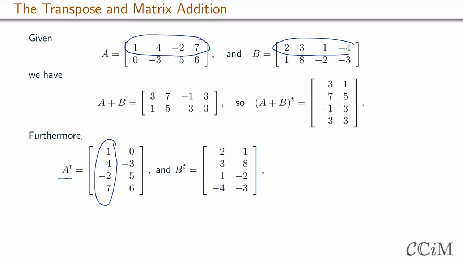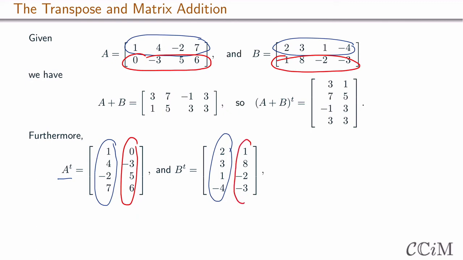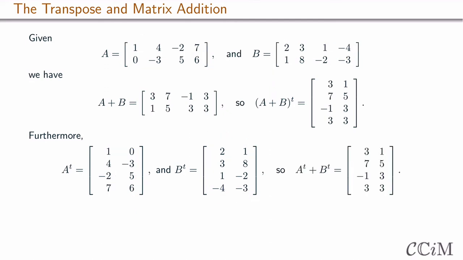Alternatively, we could take the first row of A, that becomes the first column of A transpose. Similarly, the first row of B becomes the first column of B transpose, and the second row of A becomes the second column of A transpose. The second row of B is the second column of B transpose, and we can then add these 2 transpose matrices to each other and end up with A transpose plus B transpose by simply adding corresponding entries.